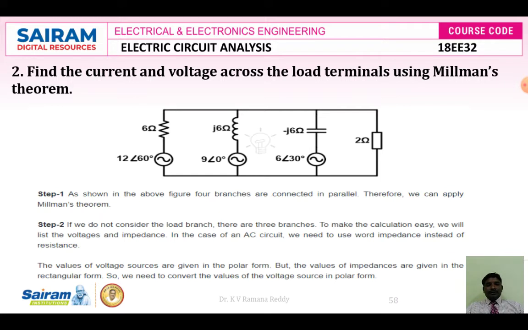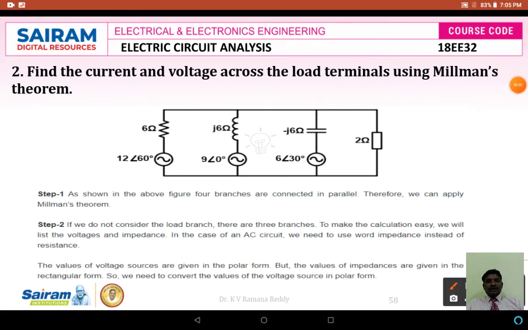So this is the problem they have given for us. From this problem we have to find out the current which is flowing through the load terminal. Here the load terminal is RL, and the RL value is 2 ohms. So we have to calculate the current flowing through RL, that is 2 ohms.